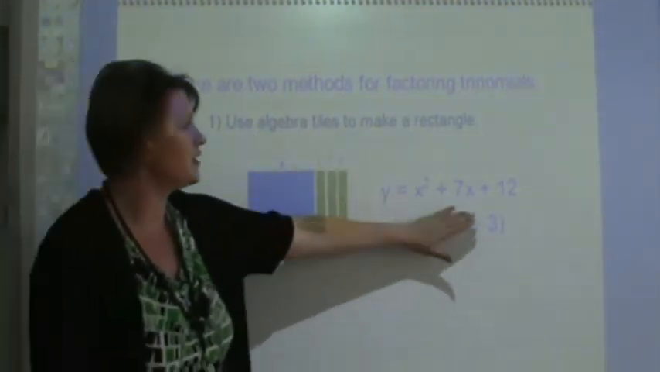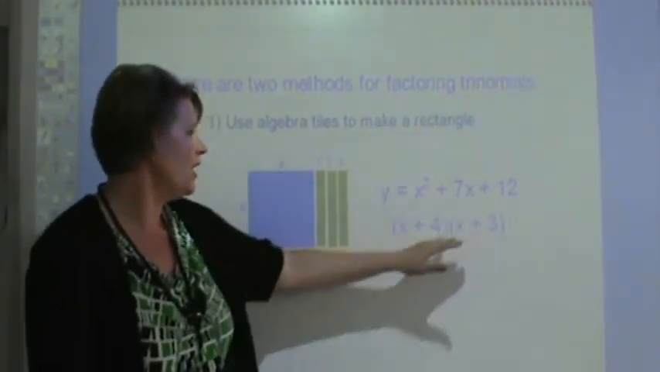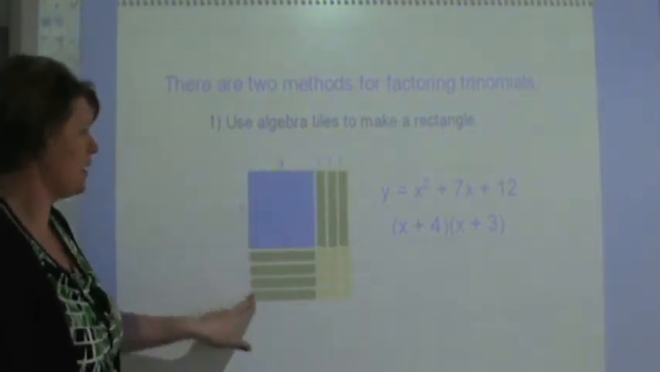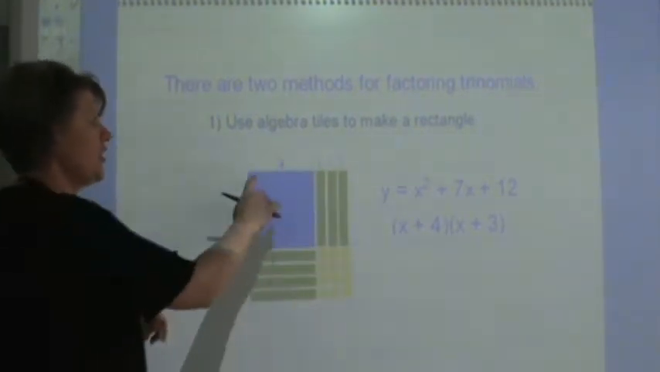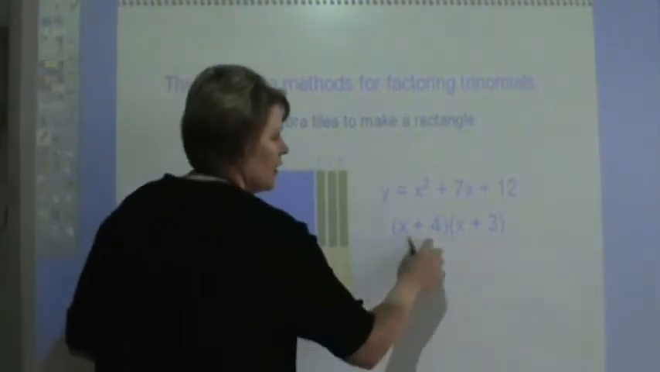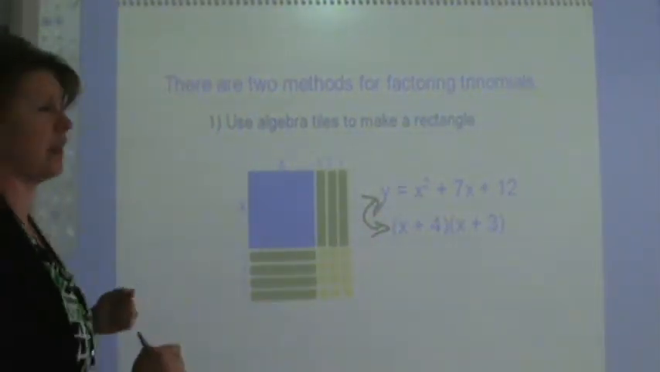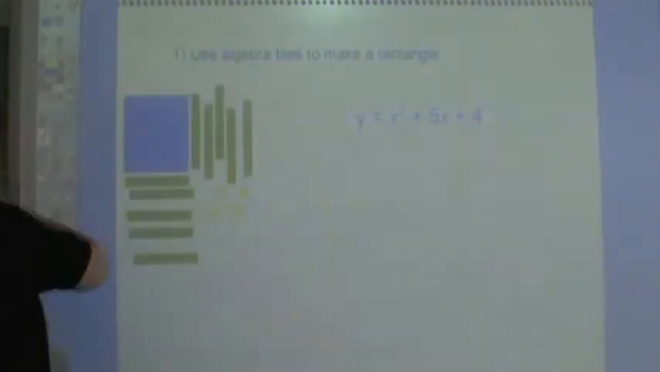Okay, one would be using the algebra tiles to make a rectangle. So when you know it's x squared plus 7x plus 12, we know there's 12 little ones. So we have to figure out how I could make that into a rectangle so that my width times my length would then equal this. Well, I already did this one for you, so let's do one that we don't already have the answer to.